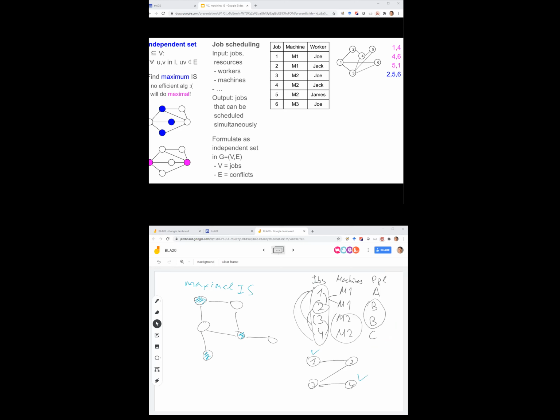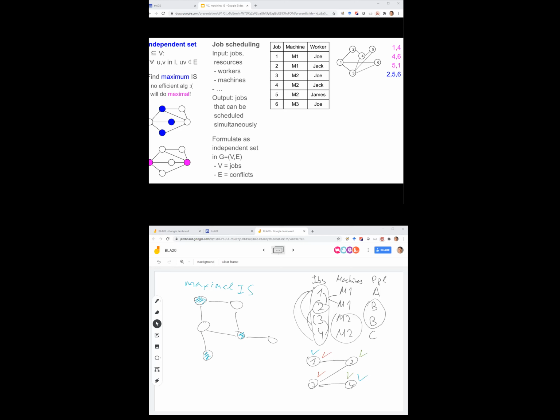Another independent set, let me use another color, job 1 and job 3. Again, it's a maximal independent set. You cannot add any more. Job 2 and job 4, yet another maximal independent set. I don't know if there are any others, but hopefully you get the idea how to pick maximal independent sets.